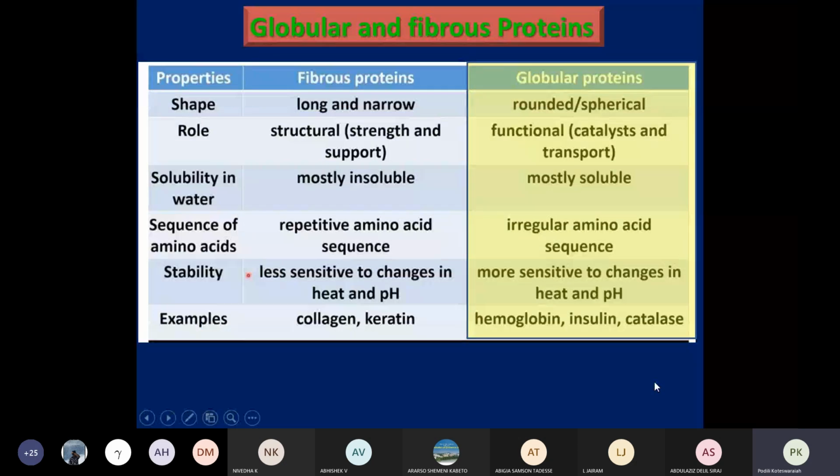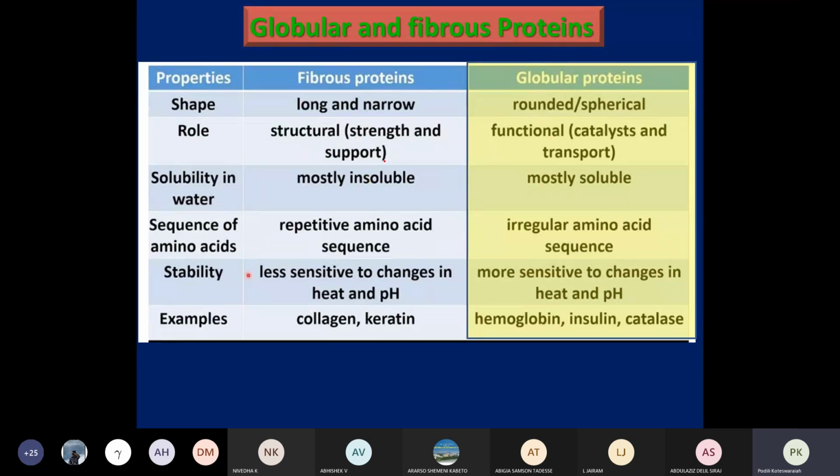So we have already discussed the globular proteins and the fibrous proteins. We said that globular proteins have the spherical shape or the spherical contour, whereas the fibrous proteins have the extended structure, whereas the globular proteins have the spherical three-dimensional structure.